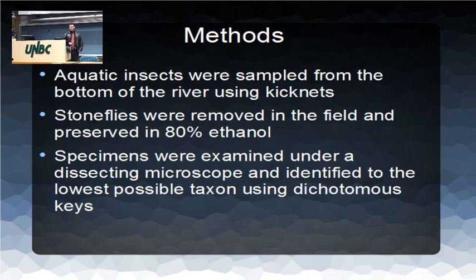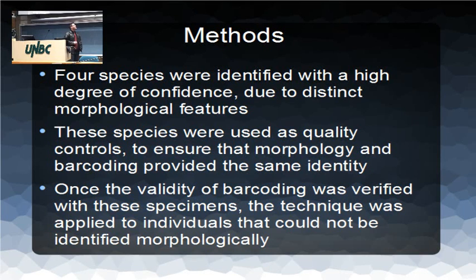Preserved the stoneflies in 80% ethanol, and then I examined them back in the lab under a dissecting scope and tried to key them as specifically as I could. There were 4 species that I was able to identify with a really high degree of certainty based on various distinguishing features. We decided to use these as quality controls, run them through BOLD, see what we get back.